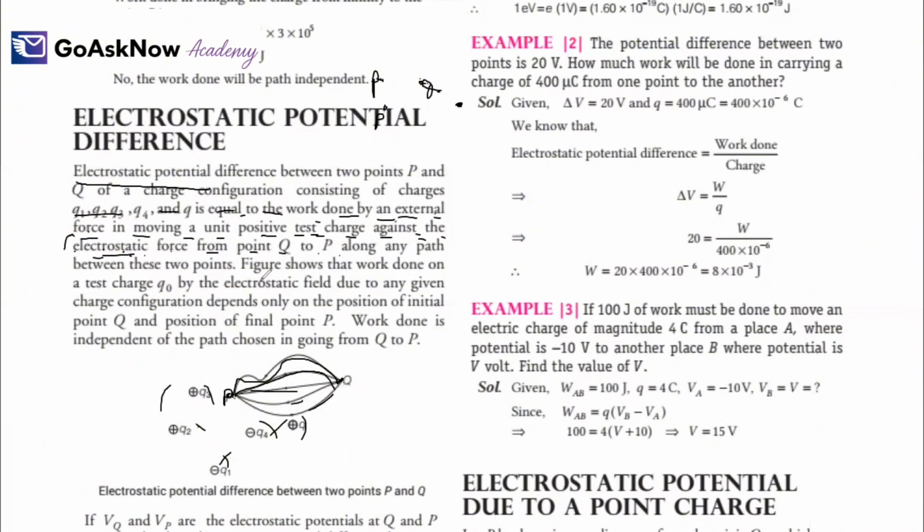Okay. So the figure shows the work done on a test charge Q naught. The electrostatic field due to any given charge configuration depends only on the position of initial and final points. You already know that electrostatic force is conservative in nature. So work done is independent of the path chosen in going from Q to P. This is the statement of electrostatic potential difference. Okay, so let's see what is next.